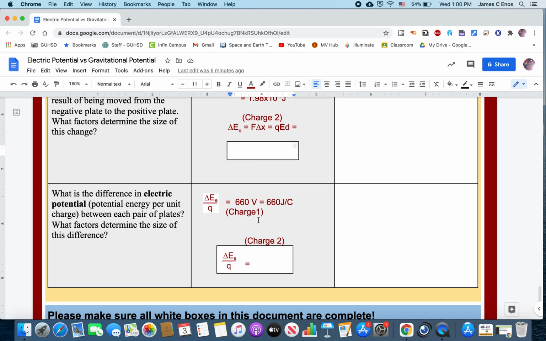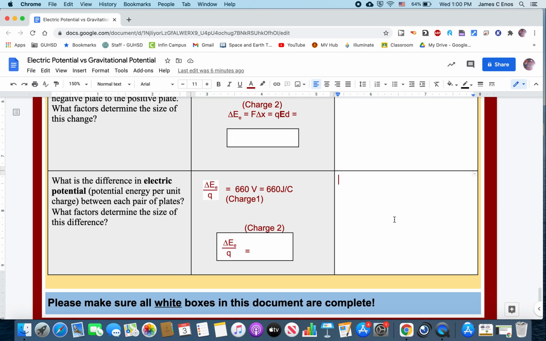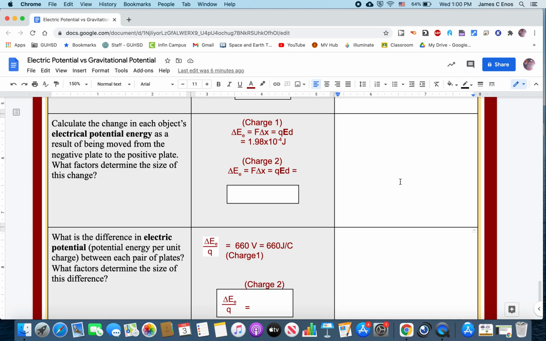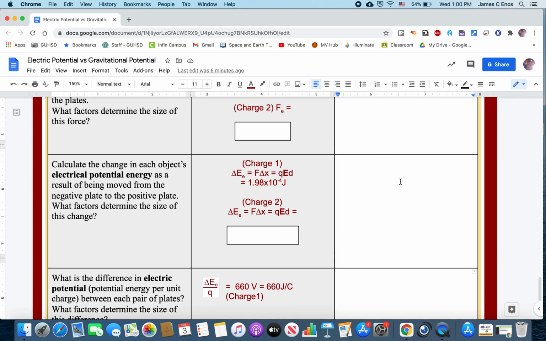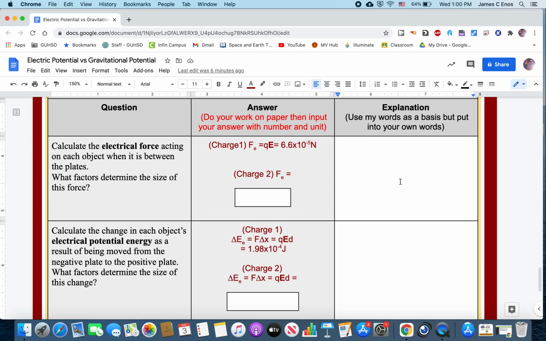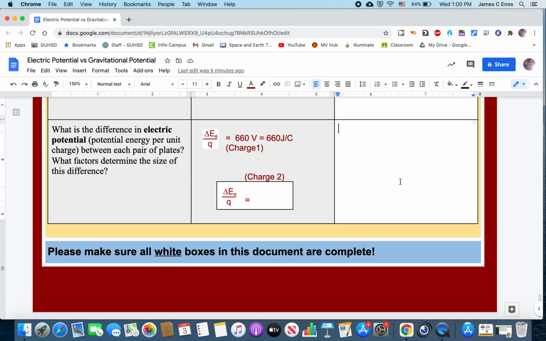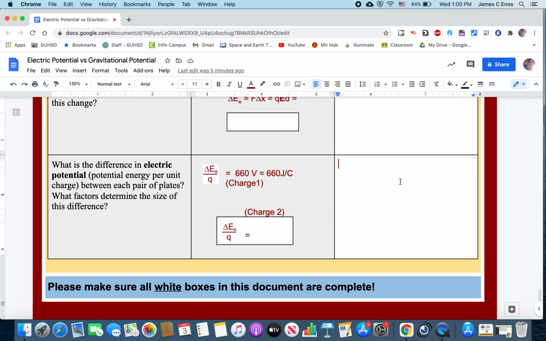Then continuing on, I want to know the difference in this electrical potential. That's the potential energy per unit charge. I want you to show me the calculation. And then in this explanation, I want you to tell me the factors that determine the size of both the potential energy as well as the electrical force. Make sure you have all the white boxes fully complete, and you are done. Thank you.